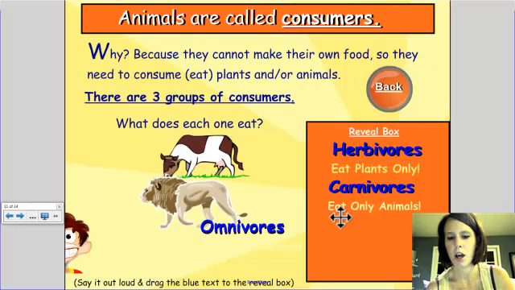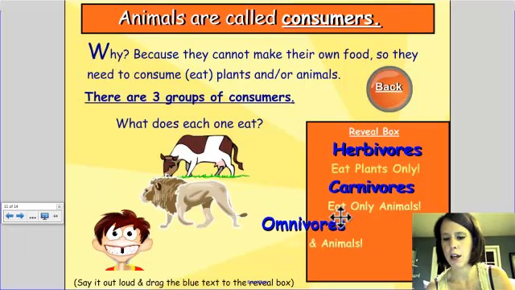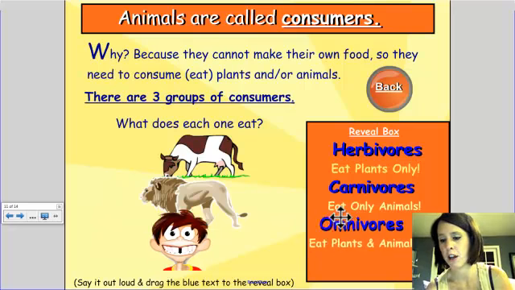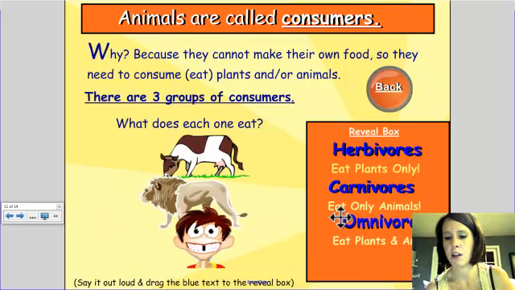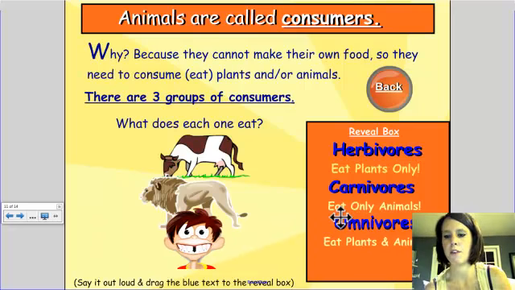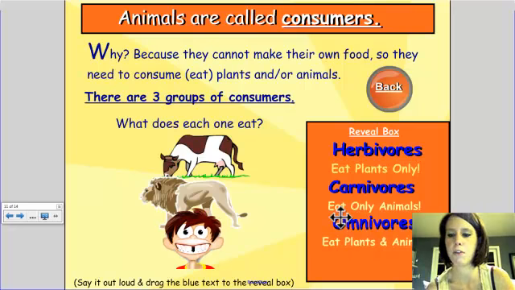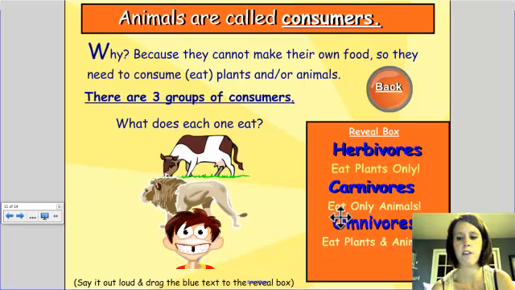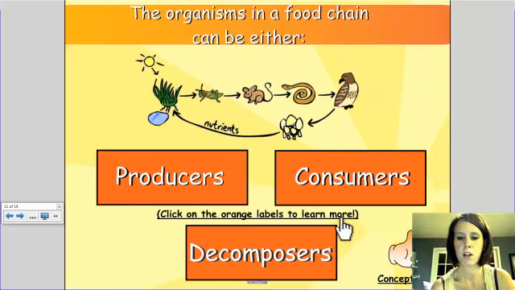And another way you could use this then is to generate discussion. Students could then brainstorm other types of examples of herbivores, other examples of carnivores and omnivores, and students would love interacting with one another. You could really get a good discussion going. And then when you're finished, just hit the back button again. And lastly, we have the decomposers here.